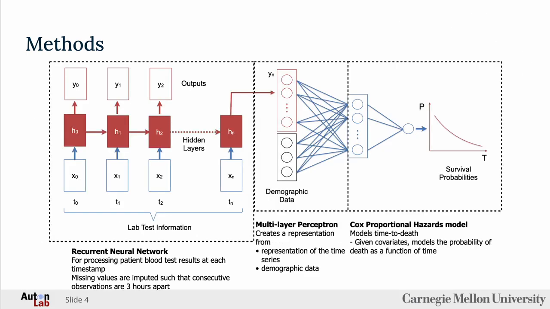In order to process lab test results, we use a recurrent neural network. Missing values are imputed such that the gap between each observation is 3 hours. We take the last output of the model and combine with the demographic data as input to the multi-layer perceptron, which creates a feature vector for a Cox Proportional Hazards model. It models the probability of death as a function of time.